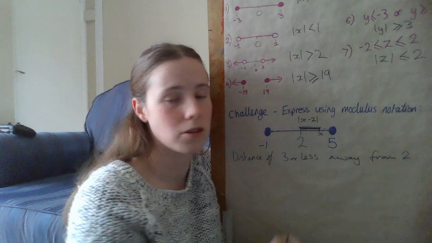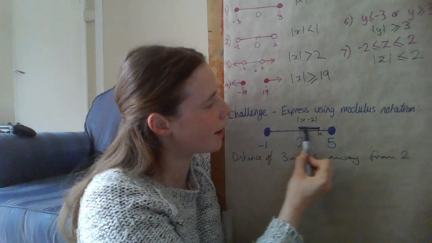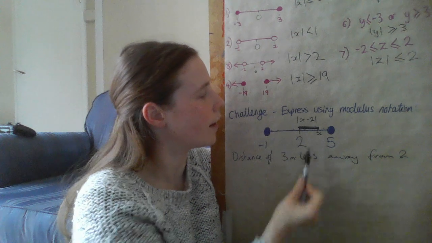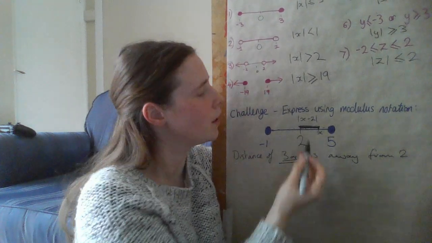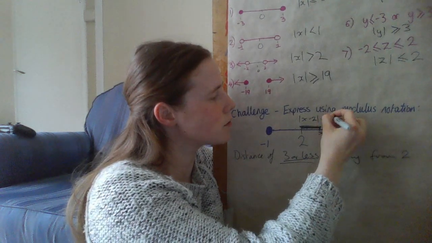I'm going to pop the modulus on it as well. Okay, so that represents that gap from 2 to the value that I'm thinking of. Okay, and I've said that that distance has to be 3 or less. Okay, so the modulus of x minus 2 has to be less than or equal to 3.